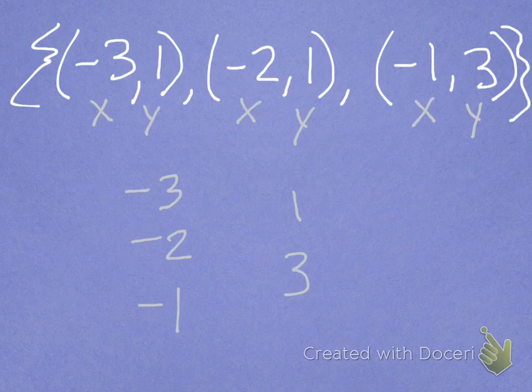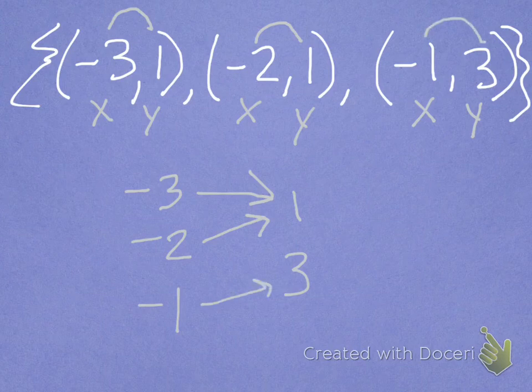But then when we map them, we've got to remember negative 3 is going to 1, so we use our arrow. Negative 2 also goes to 1, so we can just point at that same 1. And then negative 1 goes with the 3. And then you're done.